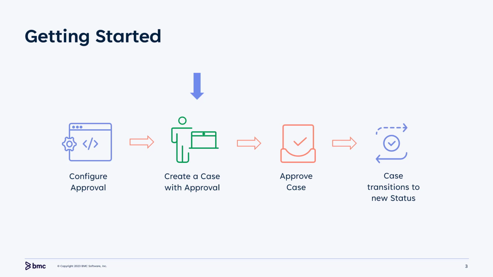Once the approval has been configured, business workflows cases can now use such approval. This, of course, is based on the expression we defined while configuring the approval. After the approval has been attached to the case, it will be waiting to be approved. An approver can be an employee, a business unit or support group, or even a vendor. The case will then transition to a new status as defined while configuring the approval. Let's now take a look at the approval configuration steps.